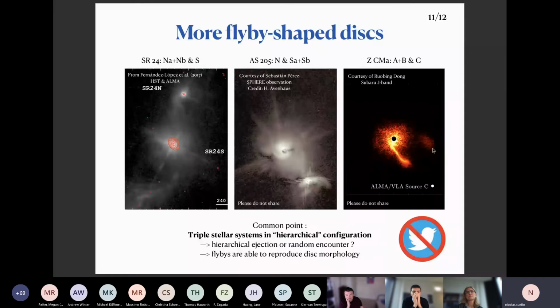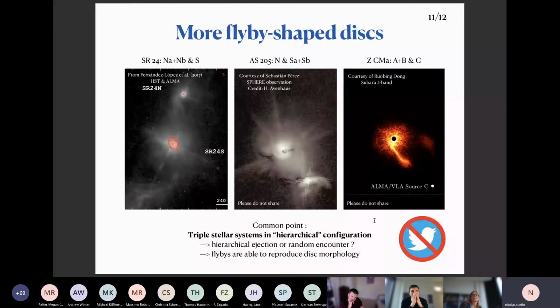And on the very right, you can see that this disk has this very prominent spiral or tidal tail. You can see that here there is a binary, but we discovered that there is a point source here, which seems to be connected to this system. So stay tuned, because we're working on this with Robin Dong and collaborators. And the interesting thing is that all these systems are triple stellar systems and seem to be in hierarchical configuration. So the following question is: is this hierarchical ejection, or a random encounter?